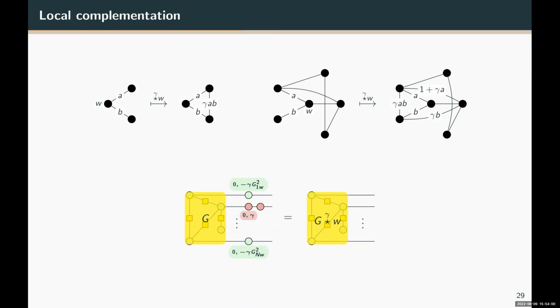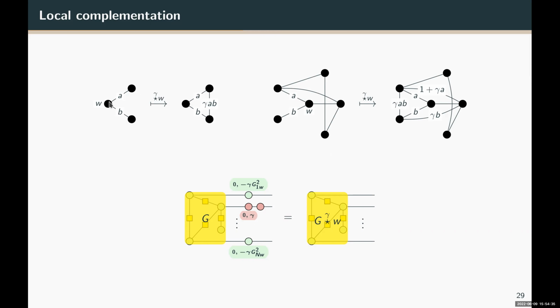Then the second of these operations, which is a little bit more tricky to motivate, is local complementation, which really isn't much of a complementation at all in the qubit case anymore. In the qubit case, you have this idea of complementing the edges between the neighbors of your target vertex W. In the p-dimensional case, we generalize this by the following operation.